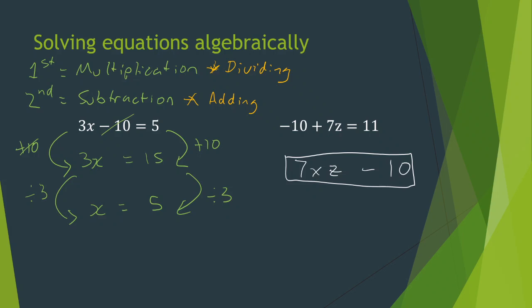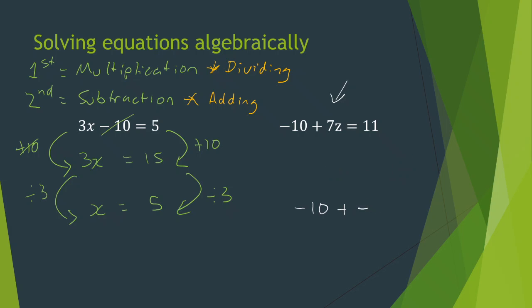So what I'm going to do here is I'm just going to rewrite this with 7z minus 10, and that's exactly what we've got here. So don't get confused with the order that it's written in. You still know that you have multiplication and subtraction, and it's just a matter of which one you're going to get rid of first. So this is the same thing as the previous example, okay, which means now we need to get rid of subtraction first.